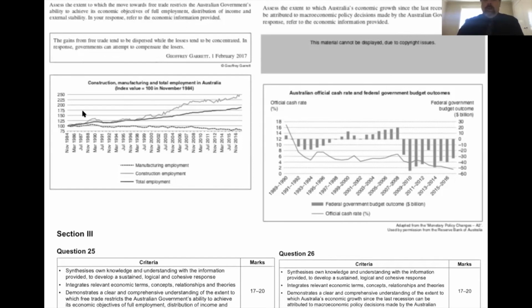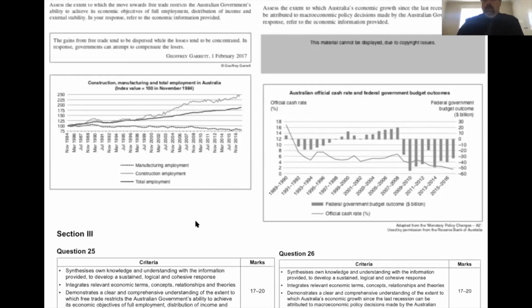Obviously, we've got our table here showing changes in manufacturing, construction, employment. So that's obviously a trade question, looking at employment changes in Australia related to changes in trade potentially. Question 26, we've got our cash rate and budget outcomes. So we've got a fair bit of work to read and integrate into our answers there.